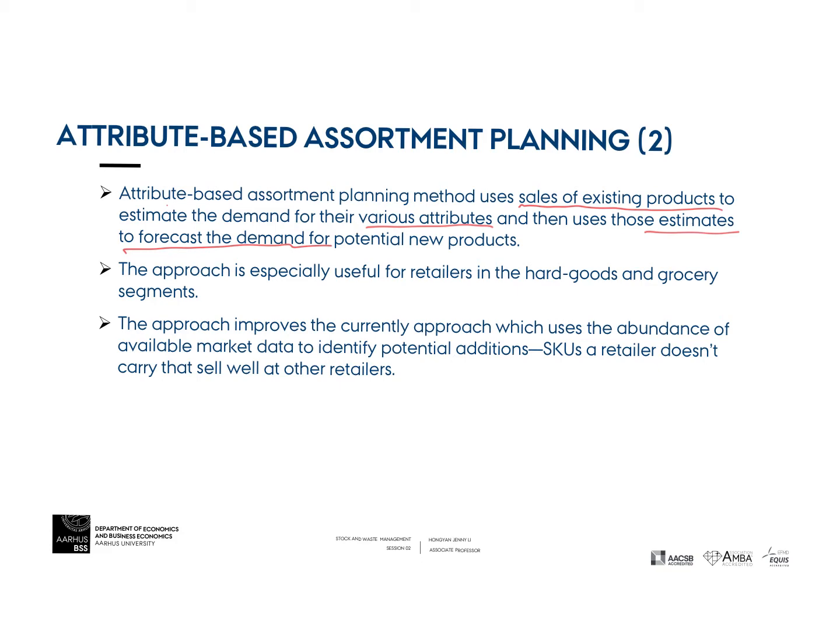This approach is especially useful for retailers in the hard goods and grocery segments. It improves on the current approach, which uses the abundance of available market data to identify potential additions, SKUs a retailer doesn't carry that sell well at other retailers. Of course, with the current method, if the products sold well at another retailer, you just take them into your assortment. But it seems still quite naive.